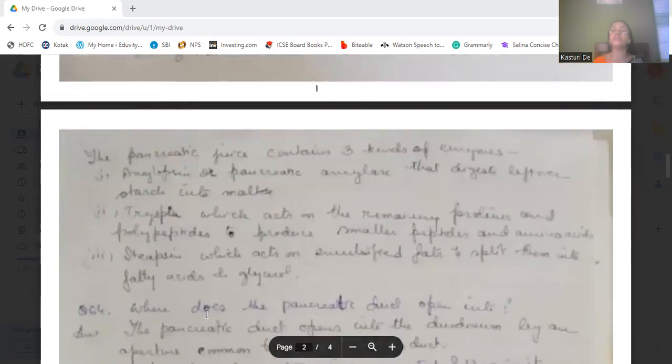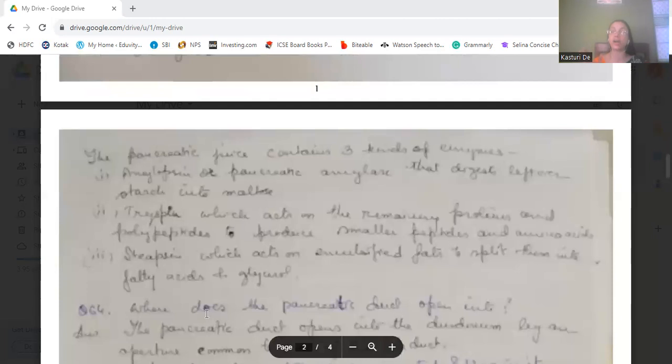Then it contains three kinds of enzymes: amylopsin, trypsin, and steapsin. Amylopsin is also called pancreatic amylase. It digests the leftover starch into molecules.